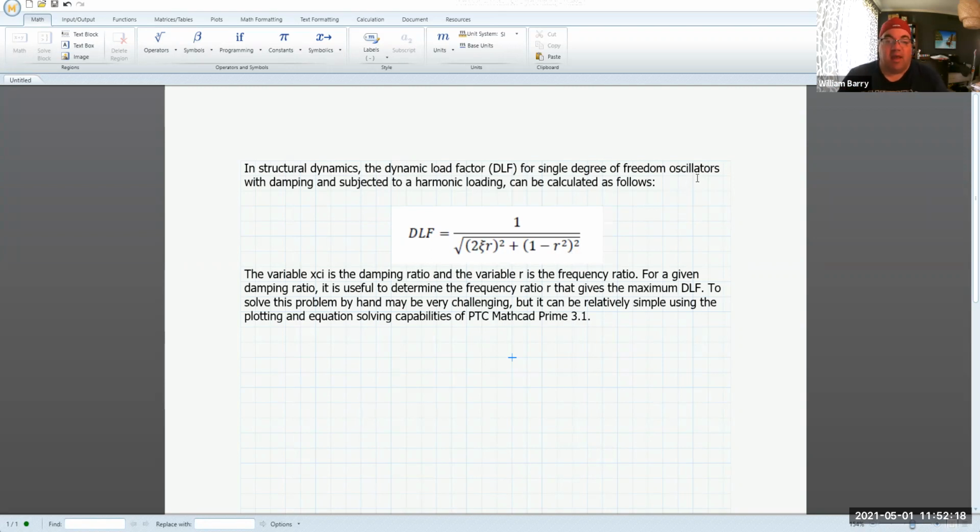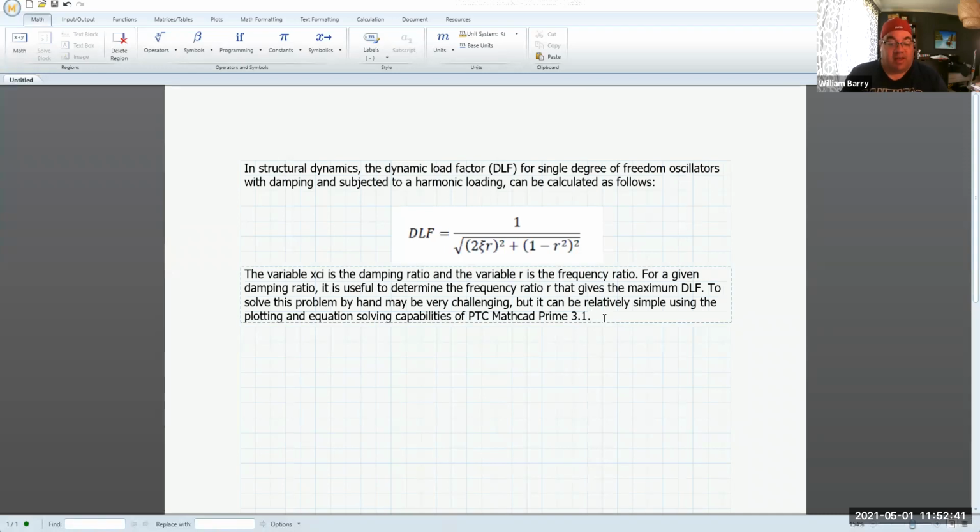But typically, one or both of xc and r are given in a problem, and we need to either solve for the other one or use both to find the DLF. So there's different things we can do with this equation.